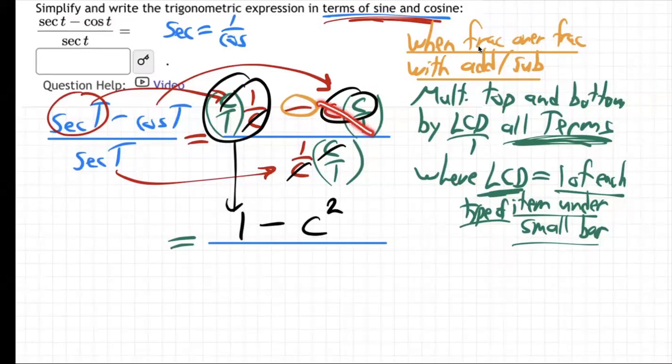You can't cancel. You can't cancel side by side. You can only cancel top and bottom. And then these cancel right here as well. So this will just be 1 on the bottom. Do you see that? It's really important that you see that.